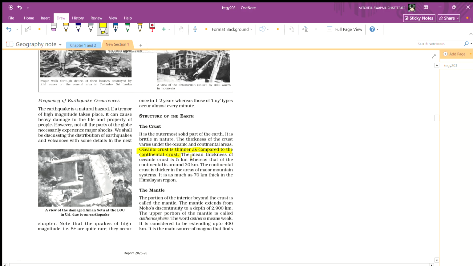The mean thickness of oceanic crust is 5 kilometers, whereas that of the continental is 30 kilometers. The continental crust is thicker in the areas of major mountain systems. It is as much as 70 kilometers thick in the Himalayan region.